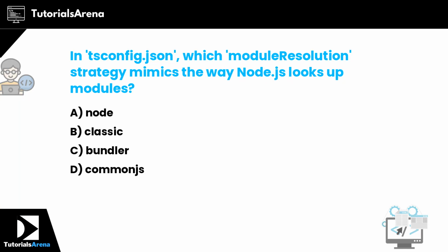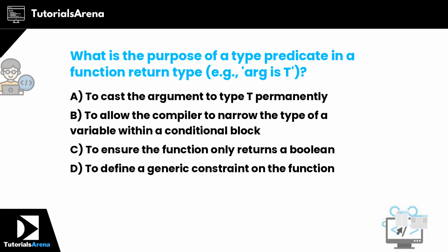In tsconfig.json, which module resolution strategy mimics the way Node.js looks up modules? The correct answer is option A, node. What is the purpose of a type predicate in a function return type, e.g., arg is T? The correct answer is option B, to allow the compiler to narrow the type of a variable within a conditional block.